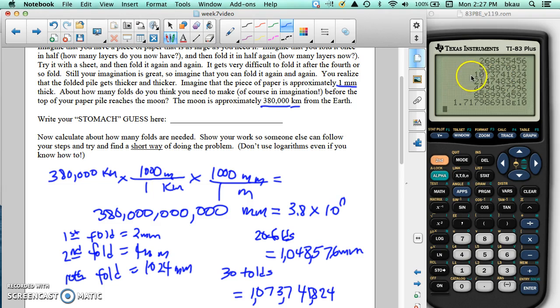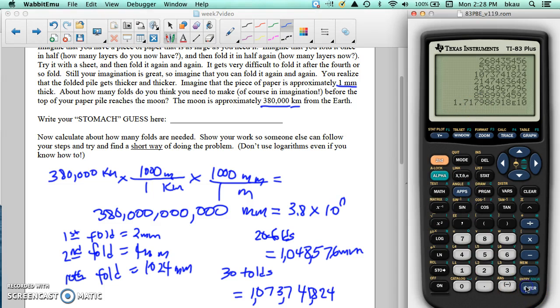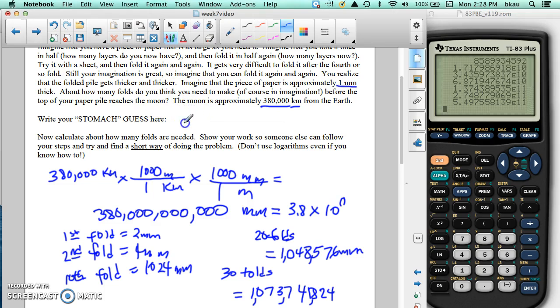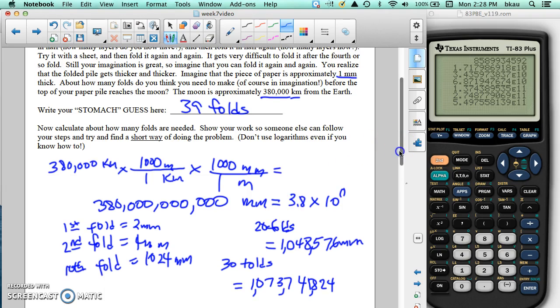All right, so let's go back. This was 30. We're on 31, 32, 33, 34. We're on 34 now. 35, 36, 37. We're close here. 37. We're at 1 instead of 3.8. 37, 38. We're even closer. So at 39, we'll be past there. So 39 folds. We actually passed this by being 5.4.